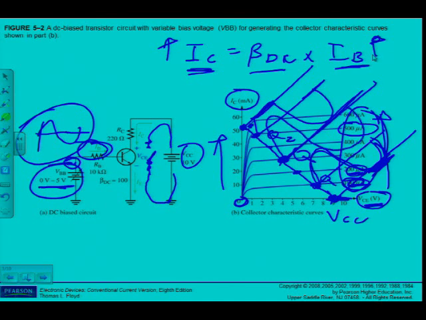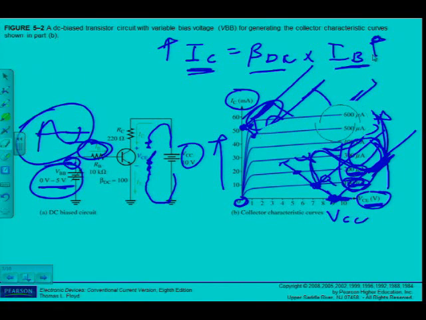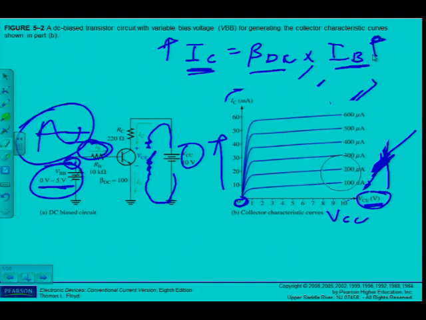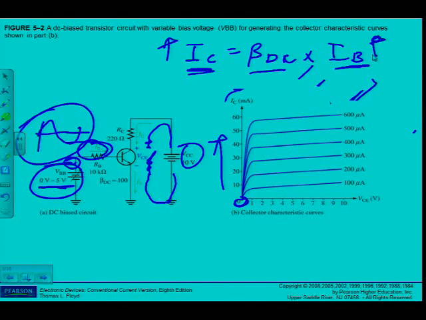So I can even apply a larger input signal and it still doesn't go into saturation or into cutoff. You have to be careful though. Let me just clean this up a bit. You have to be careful though that you don't apply too big an input signal. What's going to happen when I apply too big an input signal? Let's have a look at that quickly.